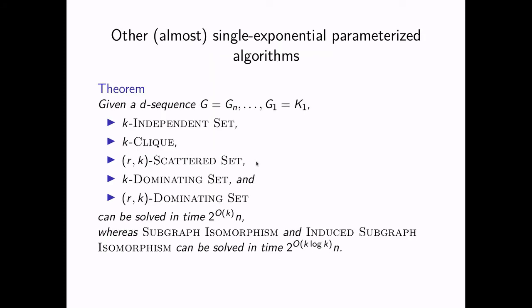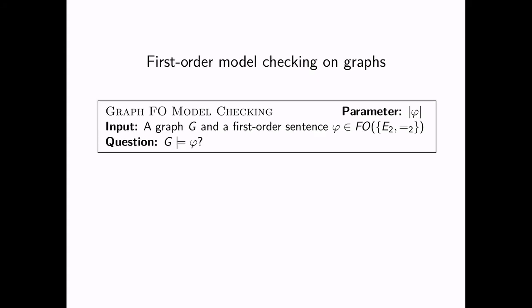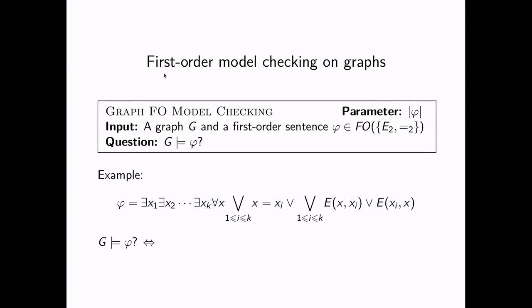Okay, and this scheme works for other problems. You get for these problems here a single exponential, and for subgraph isomorphism or induced subgraph isomorphism, something close to a single exponential parameterized algorithm. So is there something more general here? And there is. We can precisely define where we can solve problems faster, and it's for problems in the framework of first-order model checking.